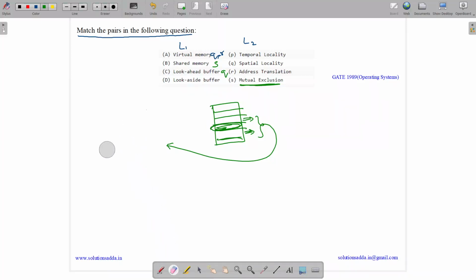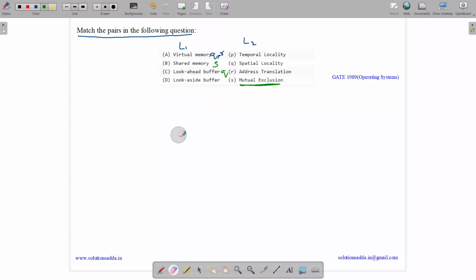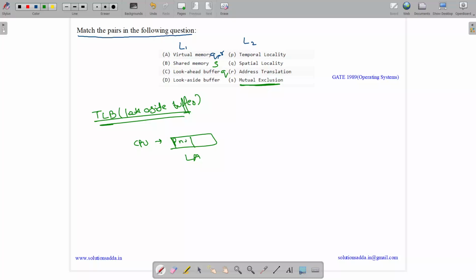Now let us see the next one, look aside buffer. So what is a look aside buffer? We can also call it as TLB. It's a hardware data structure that we have learned. So what a TLB helps with is, let us suppose CPU always generates a logical address. A logical address is page number and page offset. And we have this process divided into pages, main memory divided into frames, and then we have various levels of page tables.